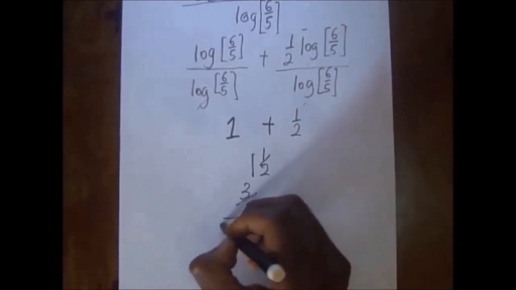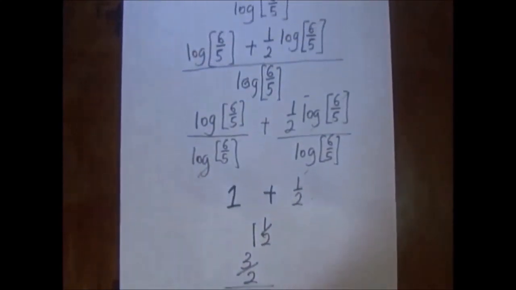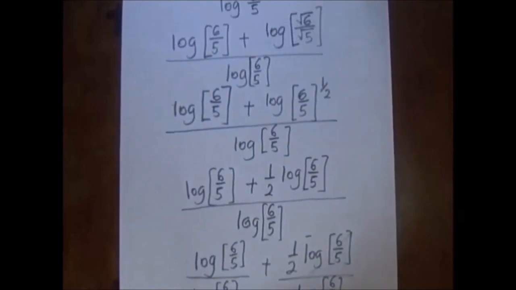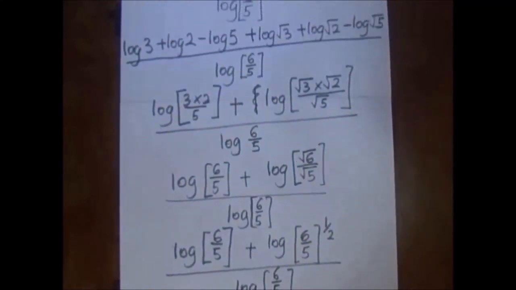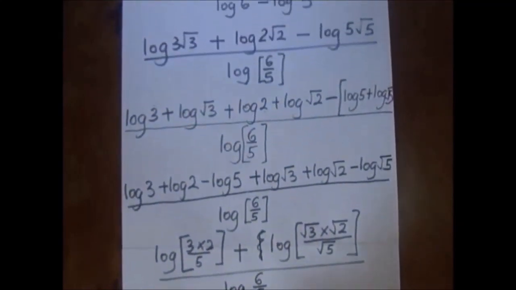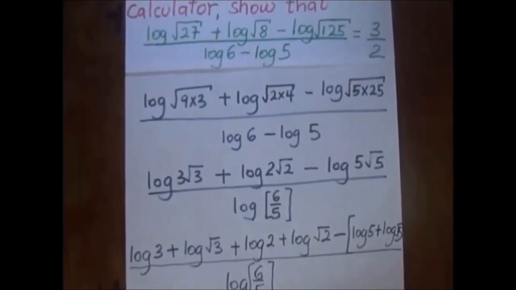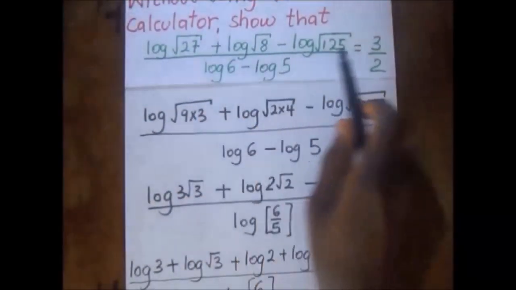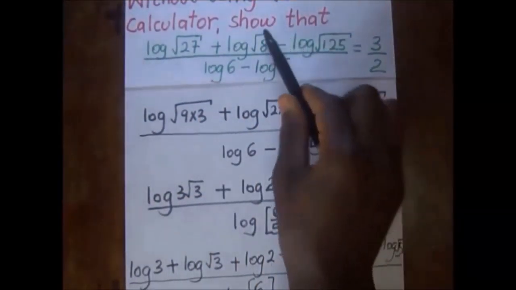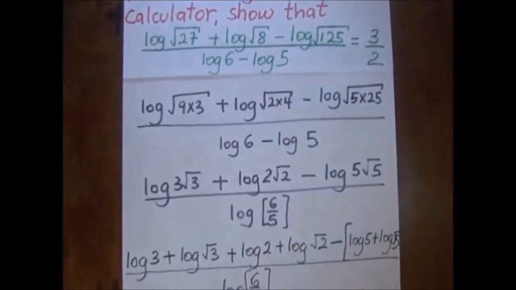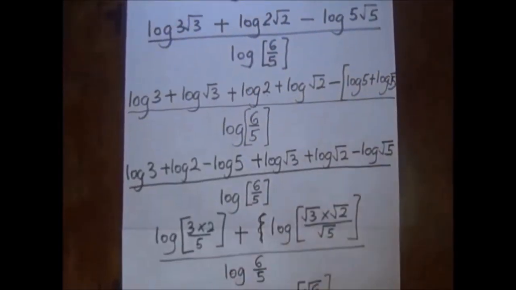So after getting our 3 over 2, we've indeed shown that we have proven our point. We have proven what we've been told. We've been told to prove that this is equal to 3 over 2, and from calculating from this side, we have gotten our final answer as 3 over 2. So after getting our answer as 3 over 2, that marks the end of this video.